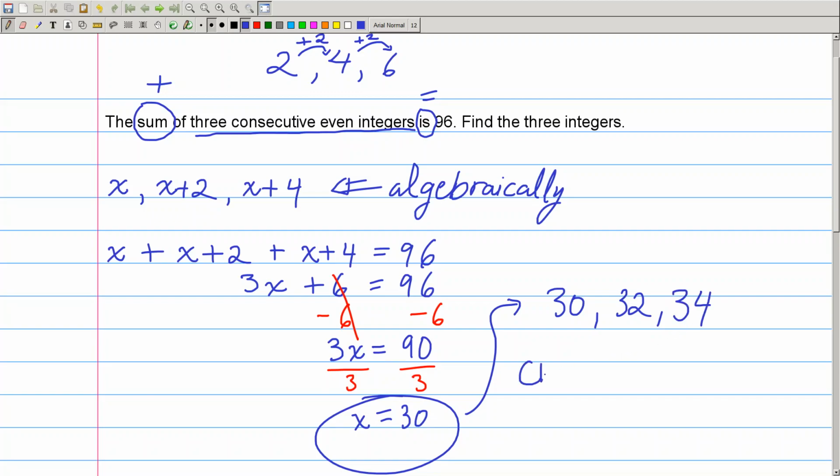Let's check by adding these three together, shall we? 30 plus 32 plus 34 equals 96. That is precisely the number that I started with. So this is how I would solve a word problem that involves the sum of consecutive integers, in this case, consecutive even integers. I have to write them out algebraically, I have to look for keywords, and then I have to actually apply the math, collect like terms, and do opposite operations.